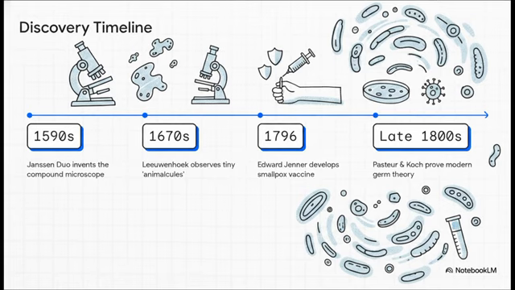Then, jump to the 1670s. Anton von Leeuwenhoek uses a simple microscope and becomes the very first person to actually see what he playfully called animalcules. Incredible, right? Fast forward a bit to 1796 with Edward Jenner's smallpox vaccines, culminating in the late 1800s with Louis Pasteur and Robert Koch. These two established modern germ theory, finally proving that these tiny organisms were actually causing disease.